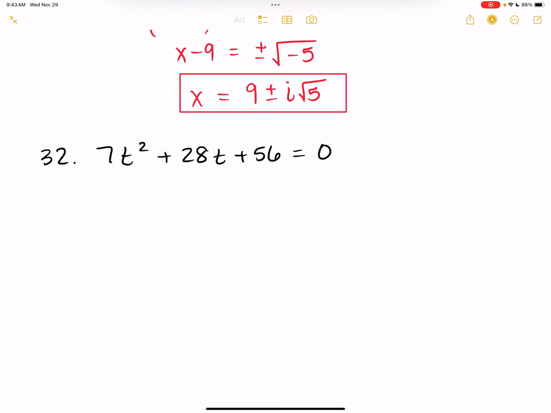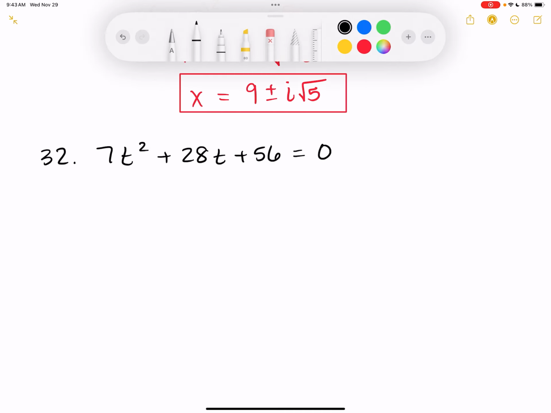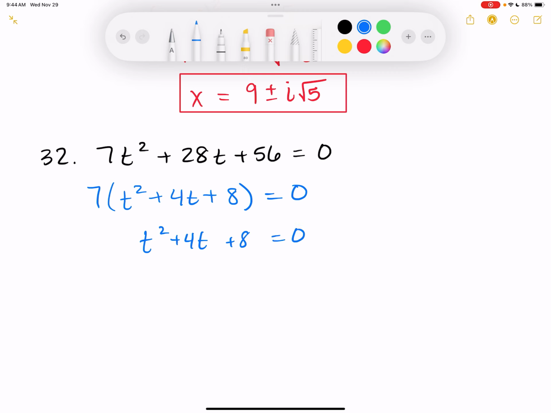So what can I take out of this to give me a 1 in front? Obviously it has to be able to legitimately come out of everything, which in this case it can. So if I take out a 7, I'm left with t squared plus 4t plus 8 equals 0. So then I can divide by 7 on both sides. The 0 divided by 7 is 0, the 7 goes away. And then now I can move the 8 over and proceed with completing the square.